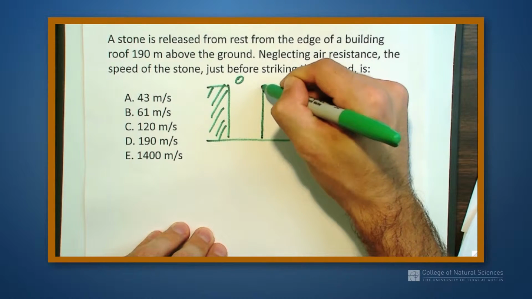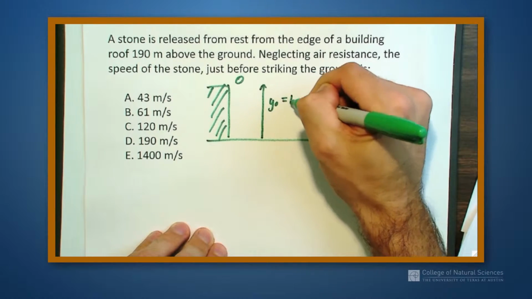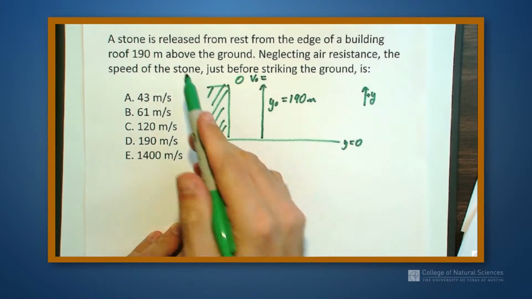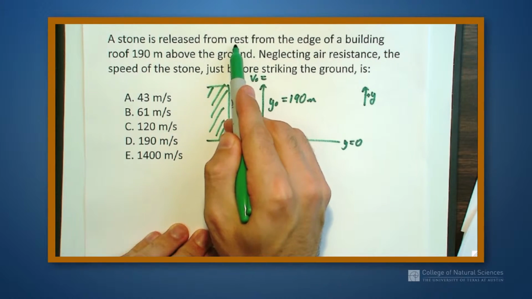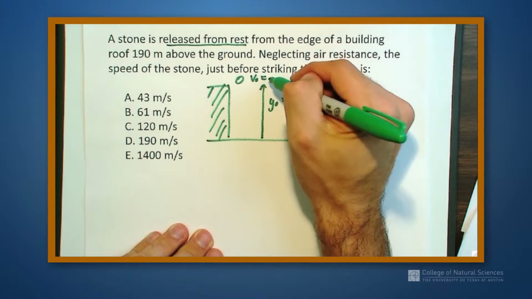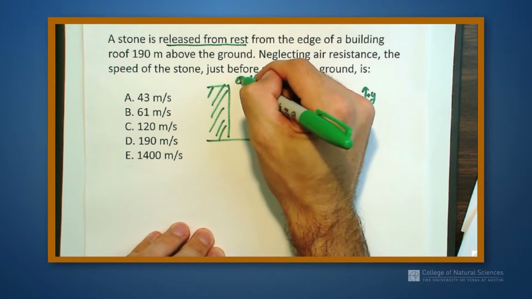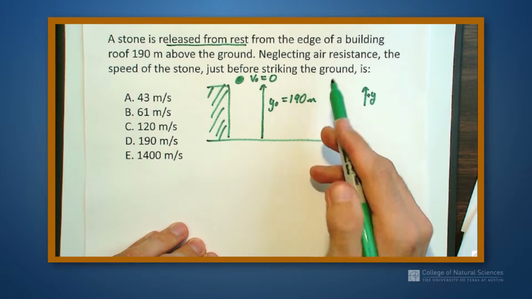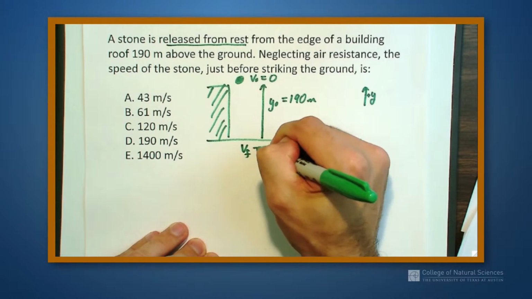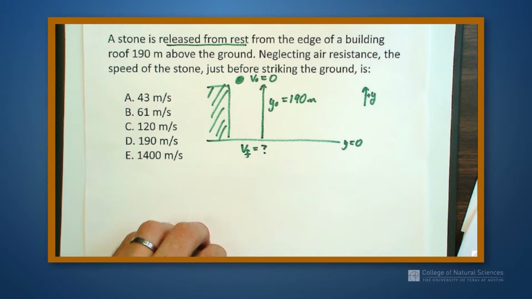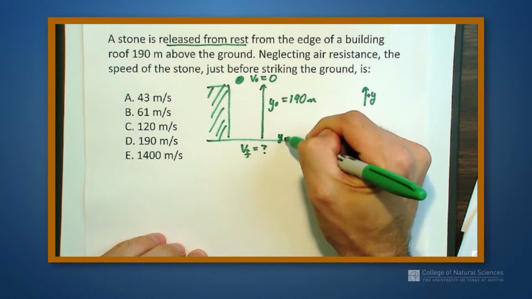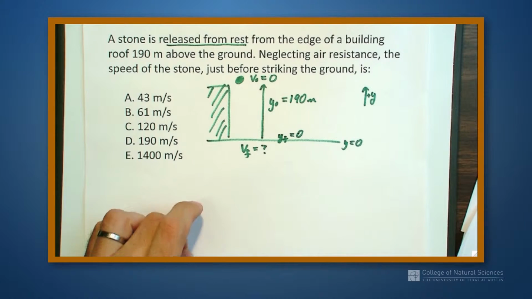So I know that my initial y position is 190 meters. And I know that my initial velocity, because it says it's released from rest, means my initial velocity is 0. And we want to know what is the final velocity at the end when it hits the ground. So going through this, I know that my final height is equal to 0 because it hits the ground.